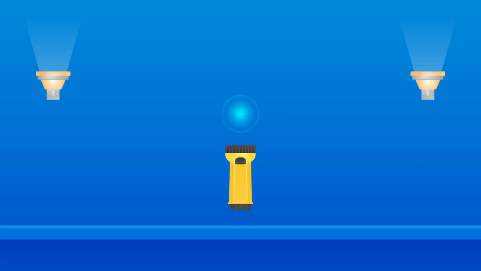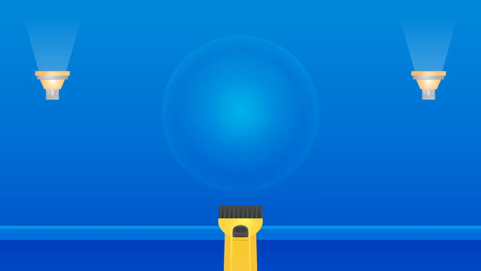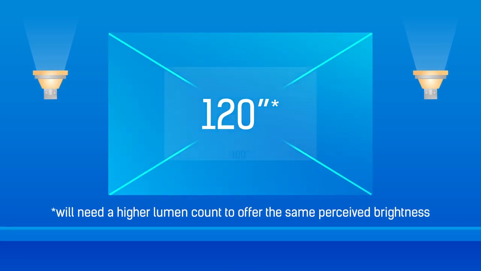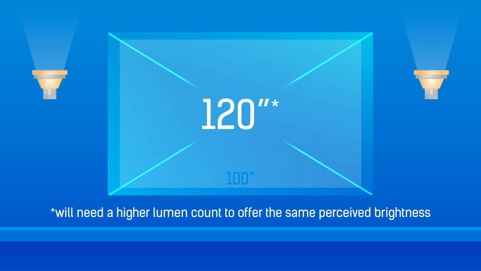But lumens also come into play with picture size. As the picture gets bigger, it also gets dimmer. Imagine it like holding a flashlight up to a wall close up and then moving back. As you move back, the beam of light gets bigger, but it's not as bright when it bounces off the wall. So a 120-inch picture will need a higher lumen count to offer the same perceived brightness as a 100-inch picture. The screen type also plays a role here, but all things being equal, this is a good rule to go by.